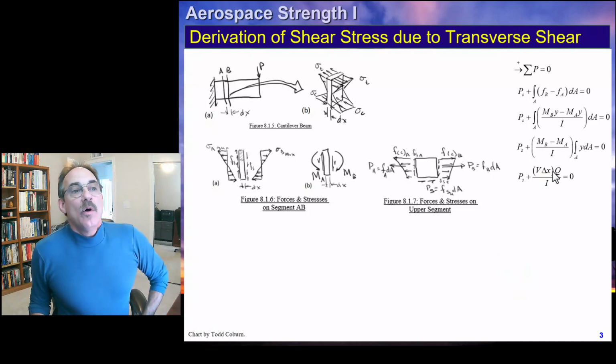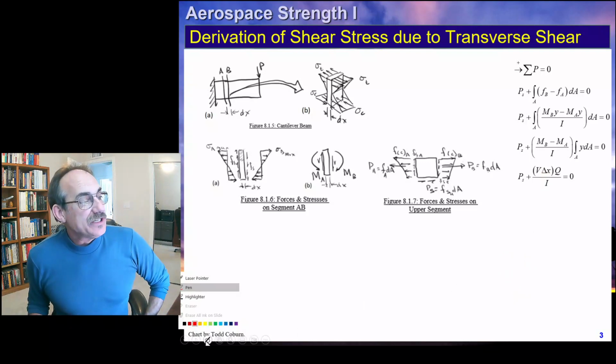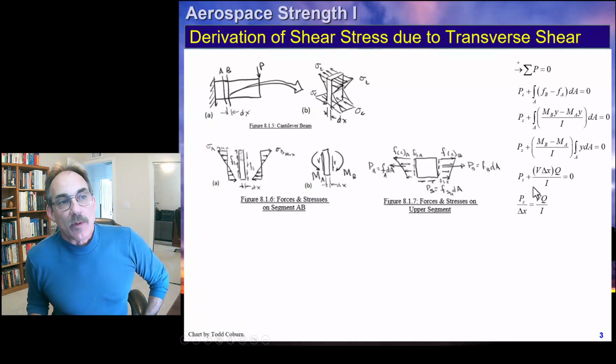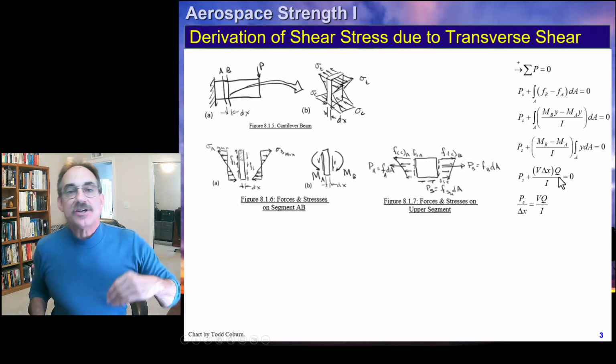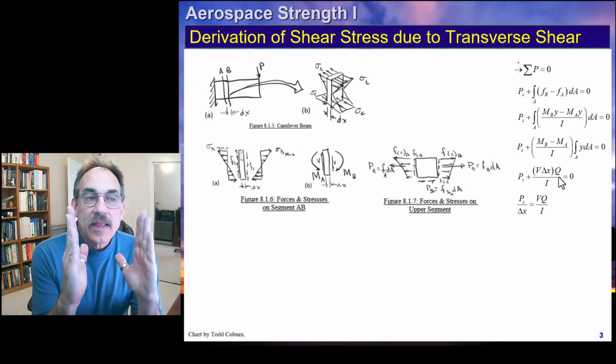All right, now when we solve that, we'll find that we can write this, dividing by dx. We bring this V dx Q over I to the other side. That's a minus value, but actually our dx, remember our shear is moving.